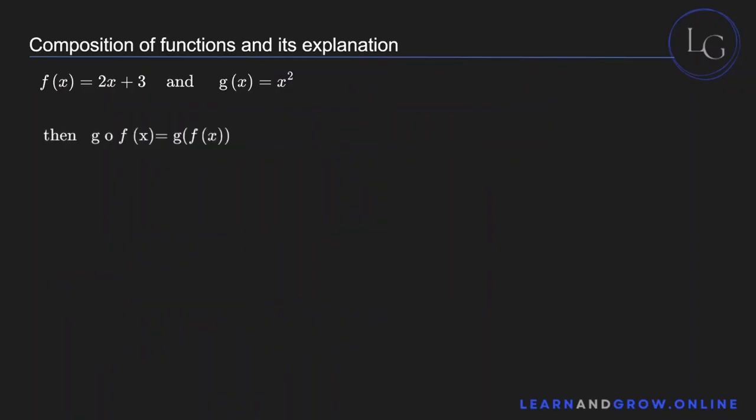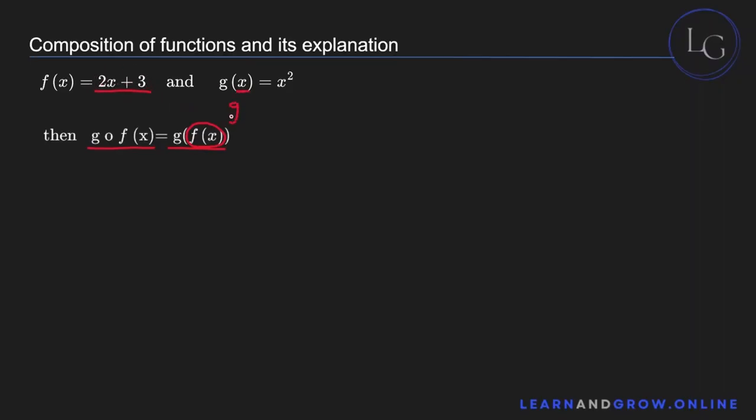Now that we have this, g of x is g of f of x, right? As I told you before, g of x is equal to g of f of x, which means that f of x can now be replaced with 2x plus 3. So g of x basically means g of f of x. So that means this x is replaced with whatever f of x is, and that is 2x plus 3.